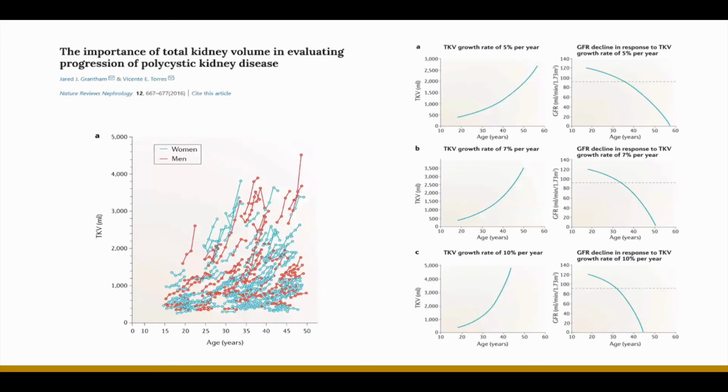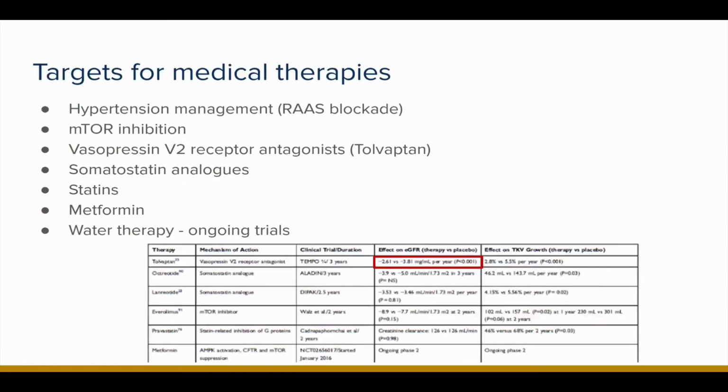And this review here just demonstrates the typical increase in kidney volume over the course of the disease, which can be quite significant. And on the right, we see here that those that have a higher growth rate of total kidney volume are at a higher risk for decline in GFR. So total kidney volume has been an important endpoint of some of the clinical trials to assess disease modification within this cohort, in addition to the change in eGFR.